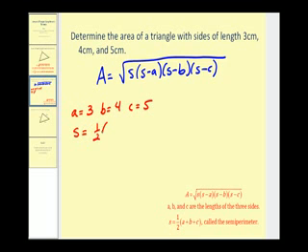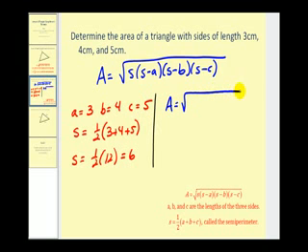So let's go ahead and find the value of S. It's going to be 1/2 times the quantity 3 plus 4 plus 5. That's going to give us 1/2 times 12. So S is equal to 6. So now we can go ahead and apply the formula. Replace S with 6, A with 3, B with 4, and C with 5. So we're going to have the square root of 6 times 6 minus 3 times 6 minus 4 times 6 minus 5.